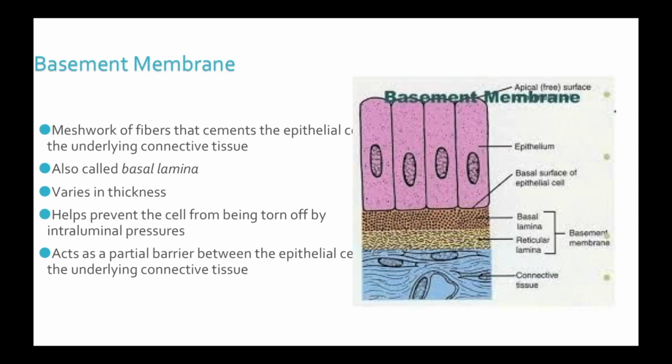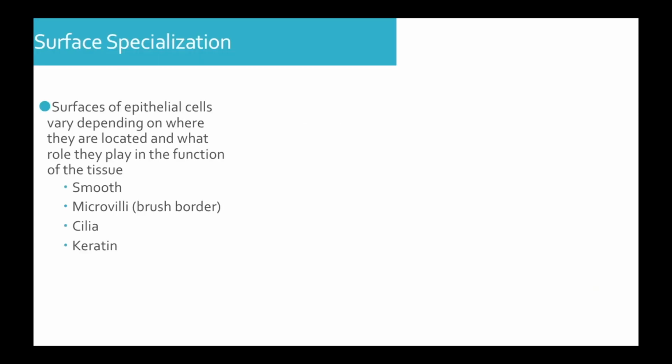So looking at the basement membrane, it's a meshwork of fibers that cements the epithelial cells to the underlying connective tissue. It's also called the basal lamina. It varies in thickness, and it helps prevent the cell from being torn off by intraluminal pressures, so by pressures against the cell. It acts as a partial barrier between the epithelial cells and the underlying connective tissue as well.